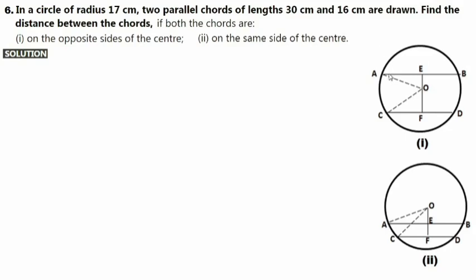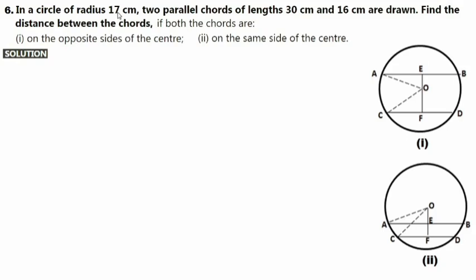Okay, so you see AB and CD are parallel, but in this case, number 1, the center is O. AB and CD lie on the opposite sides of the center, right? Now in this case, AB and CD are also parallel, but they are on the same side of the center. See, we have got the center here and both chords on the same side of it. So these are the two different cases, but the rest of the work is the same.